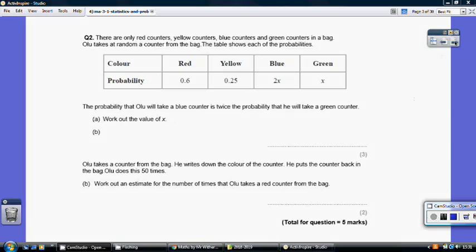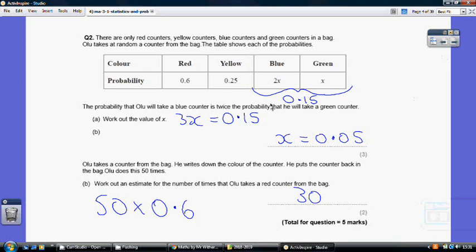Question 2. So these add up to 0.85, so these two here together must be 0.15 because the 4 together have to add up to 1. So 2x plus x equals 0.15, so 3x equals 0.15. Divide both sides by 3, we get x equaling 0.05.